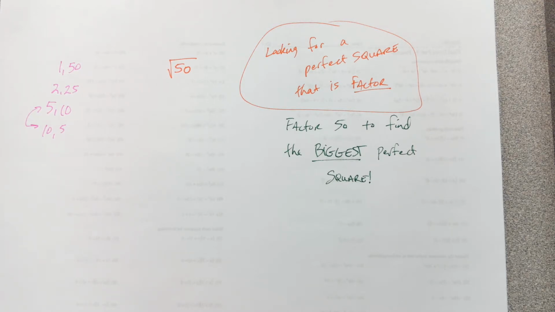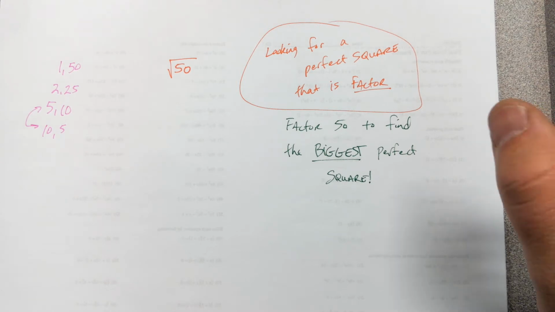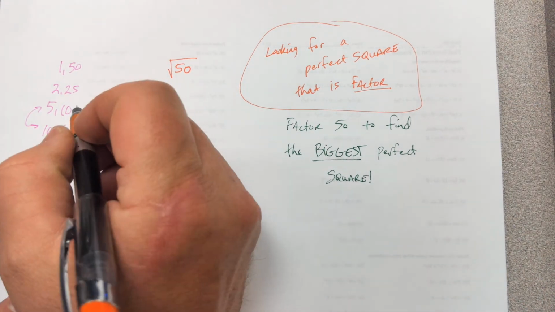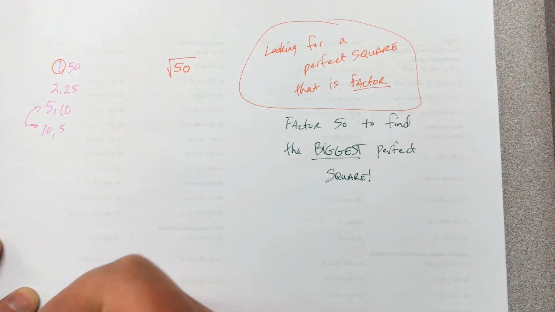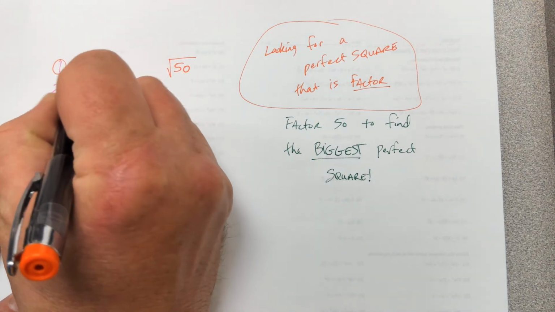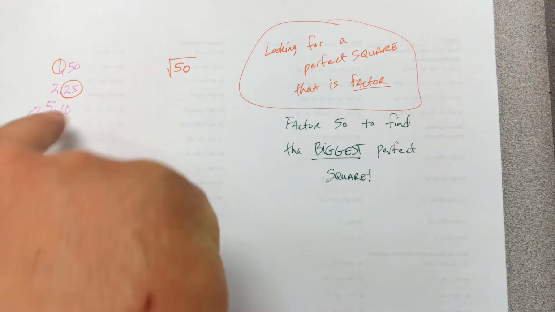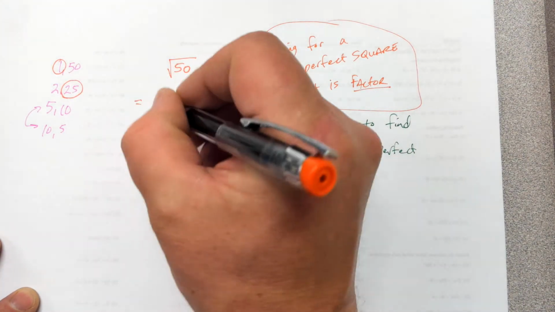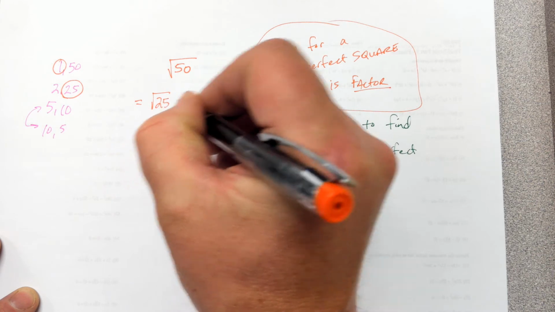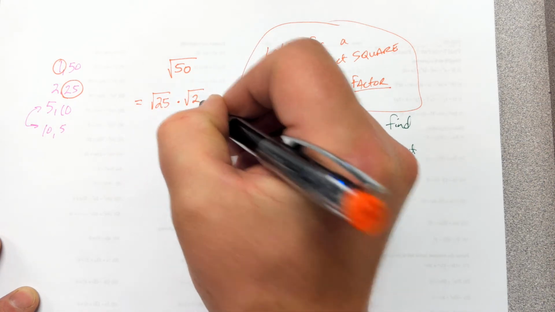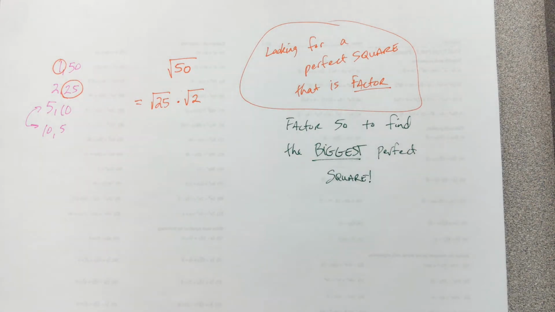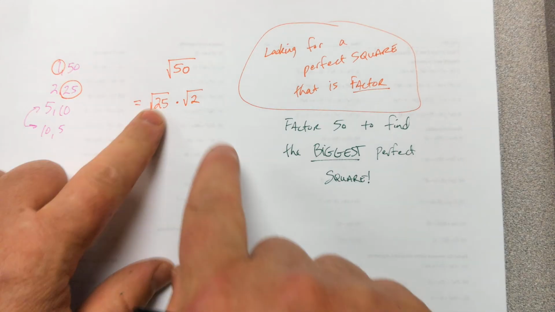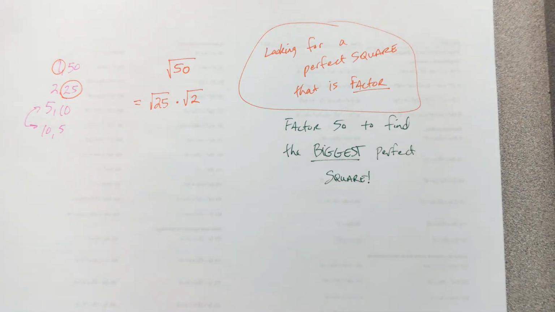Okay? Now, what is it we're looking for? The biggest perfect square. So 1 is a perfect square, but not the one we need. 25 is a perfect square, right? That's the one we need. So here's what we're going to say. We're going to say that the square root of 50 is equal to the square root of 25 times the square root of 2. Because that's true. You can break apart square roots like that. They're still both square roots.